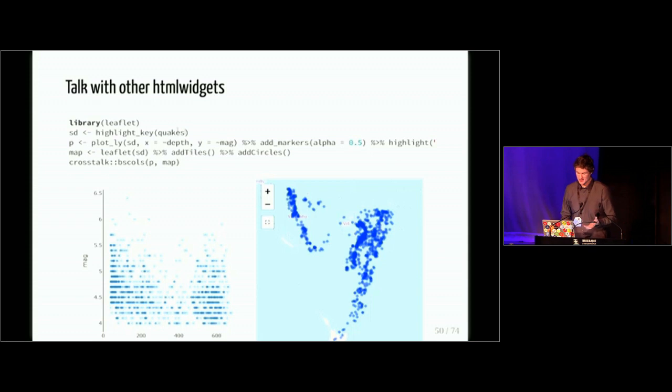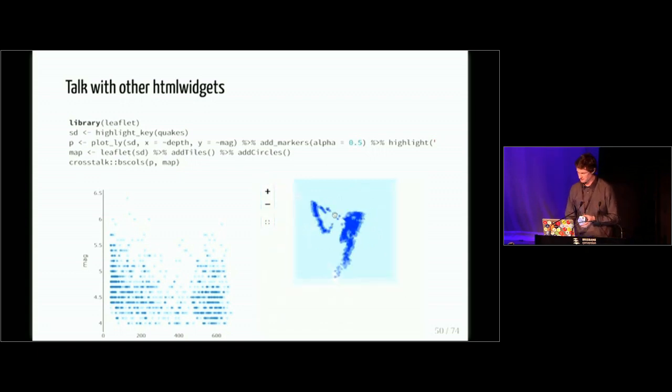And so if I create a scatter plot of the depth and magnitude of these different earthquakes on the left-hand side with Plotly, and then with Leaflet, I could plot the locations of these earthquakes, which you can see is around Fiji and New Zealand.